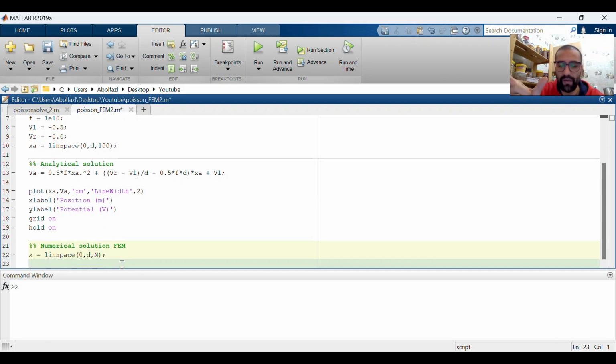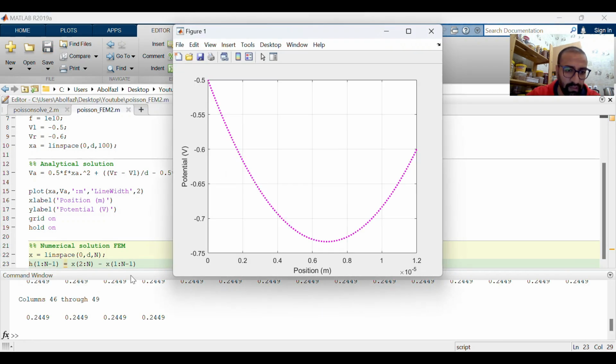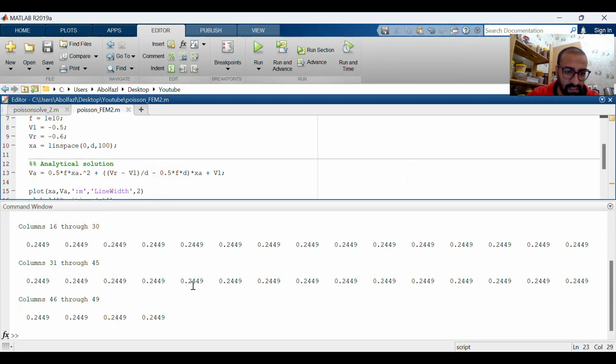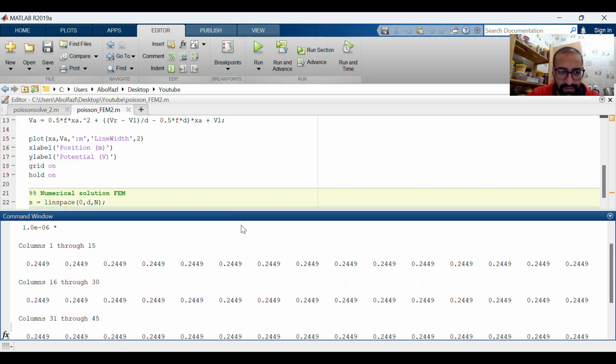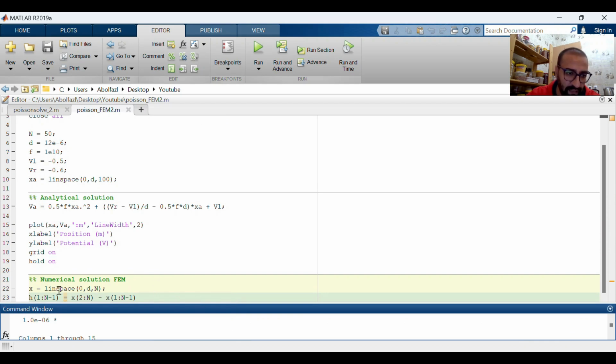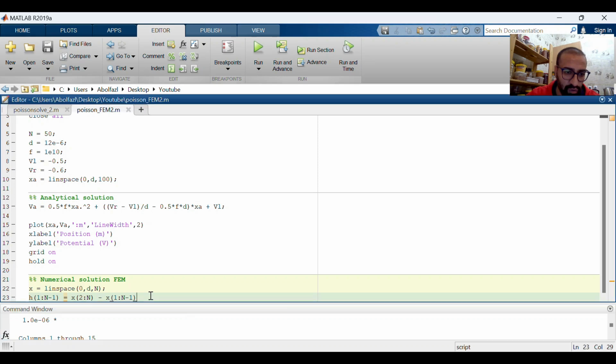But what about h? We need to save all delta x to some variable. I define it as h, and the size of h should go from 1 up to n minus 1. I say that, save x from 2 up to n minus x from 1 up to n minus 1 to h. And this is our delta x, as you see here. Because we are using uniform delta x, every h is the same, but if we have non-uniform x, then h or delta x should be different.